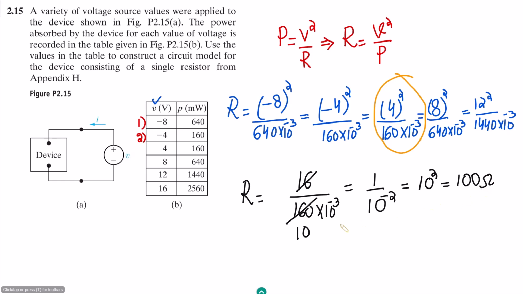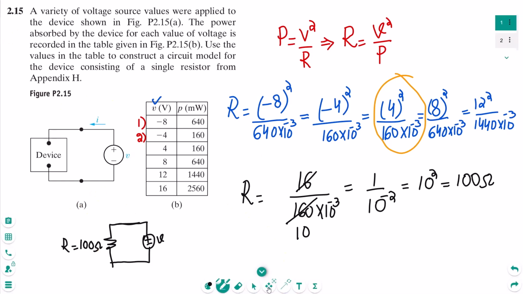Okay, so that is the value of this resistor, and this circuit can also be drawn like this one. This is the circuit, this is the voltage, and the resistor here is 100 ohm. Okay, so this is the solution of question 2.15.